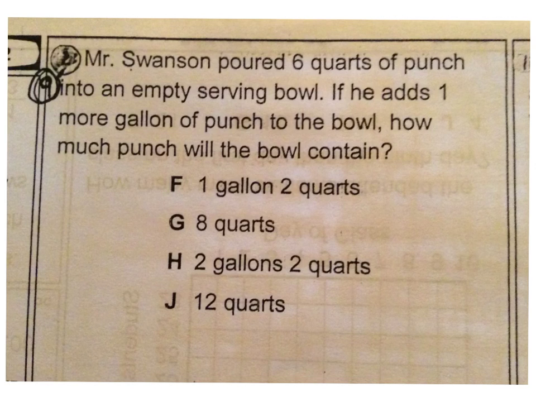So it says Mr. Swanson poured 6 quarts of punch into an empty serving bowl. So if you think about it, you can take 4 quarts out of that 6 quarts and make 1 gallon. So you can convert that to 1 gallon, and then 2 quarts are left over. If he adds another gallon to the punch bowl, then he wants to know how much punch will the bowl contain. So you've got the first gallon plus the one he added, which is 2 gallons and 2 quarts.